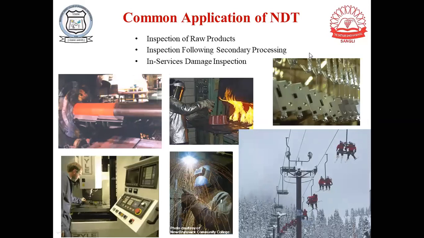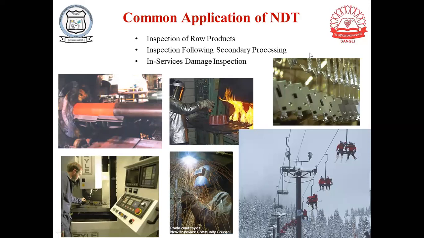Some common applications are inspection of raw products. Okay, see, some processes are usually referred to as forming processes. Those forming processes use raw material which is called ingot or billets. So those billets or ingots are taken to the forming processes. Before taking those billets or ingots, or you can say raw materials, for the final process, you can check by using non-destructive testing if there is any defect present in those raw products. If there is any defect, you can reject that component from your lot. Okay, this is one thing.